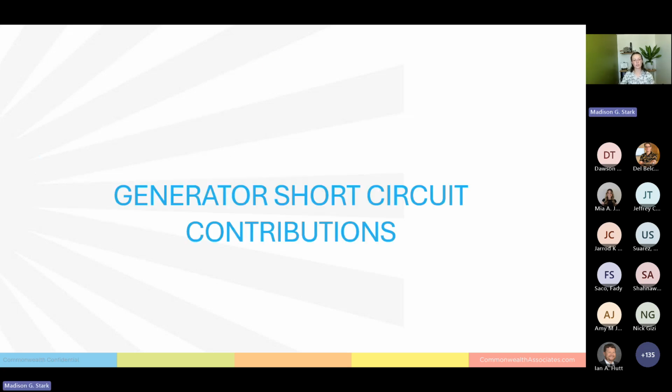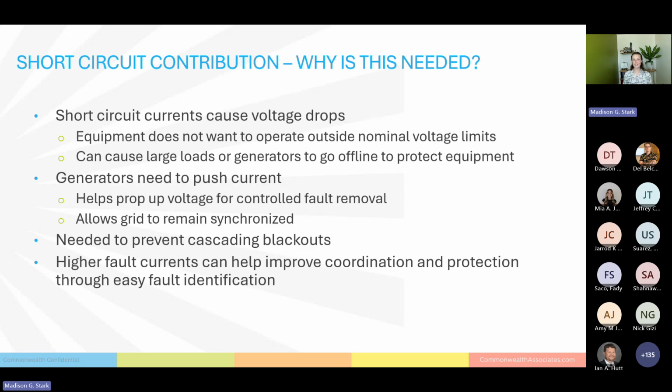All right, generator short circuit contributions. Why is this needed? This is a question that I had as a baby engineer. I thought short circuits are bad. You don't want higher short circuit values, you want lower short circuit values. So these generators pushing current must be bad, and we want to limit that. And that would be incorrect, as my power teacher so kindly informed me.